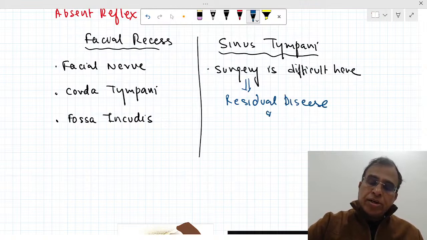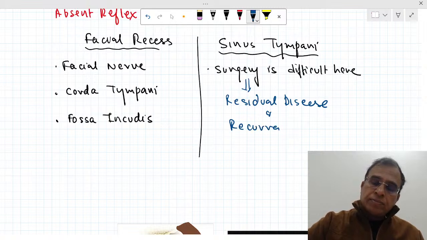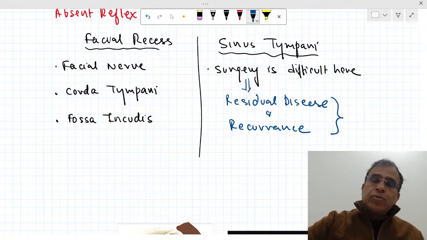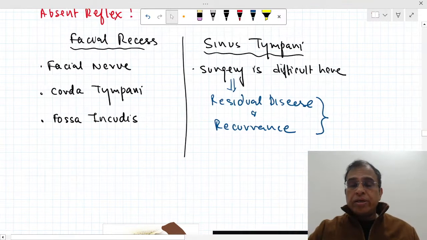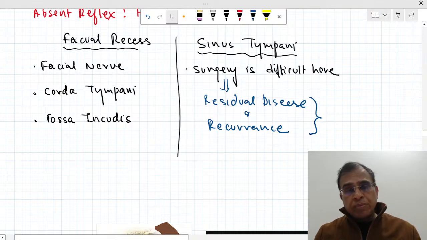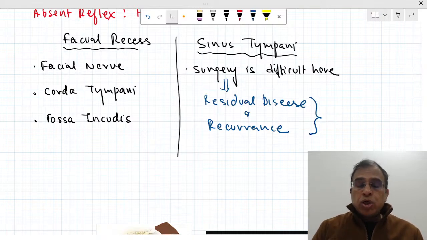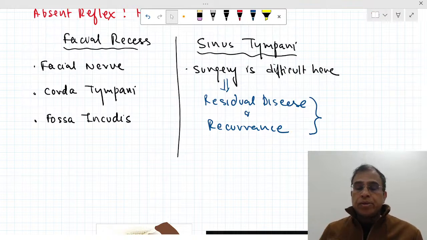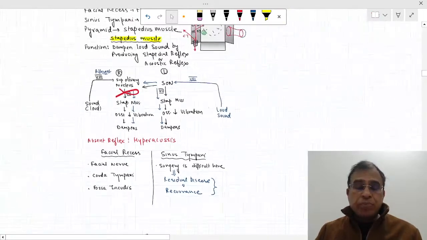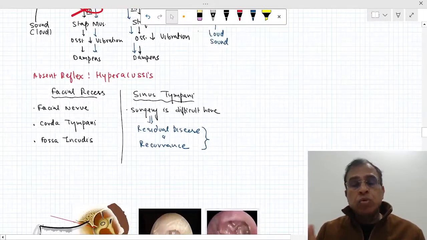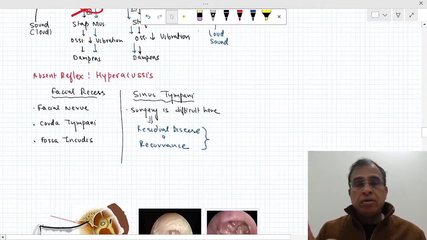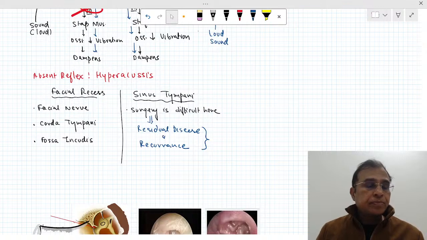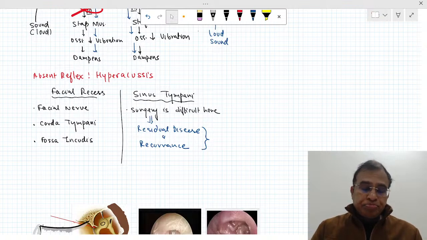Some books use the word recurrence of disease. And this is what they ask in the exam also. In which part of the middle ear is residual disease or recurrence of disease most commonly seen? The answer is sinus tympani. Okay, simple. So this will complete the posterior wall. In fact, it completes all the walls of the middle ear, including the ossicles and the compartments. Basically, we have completed the middle ear anatomy.